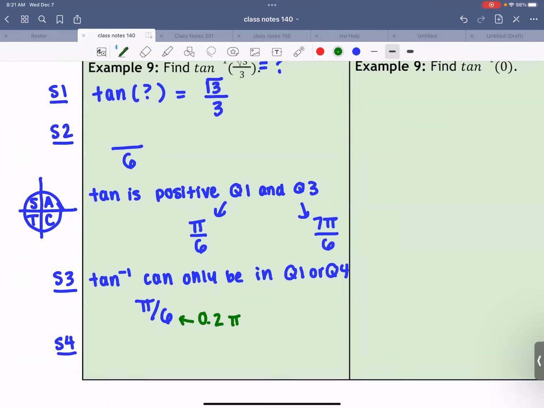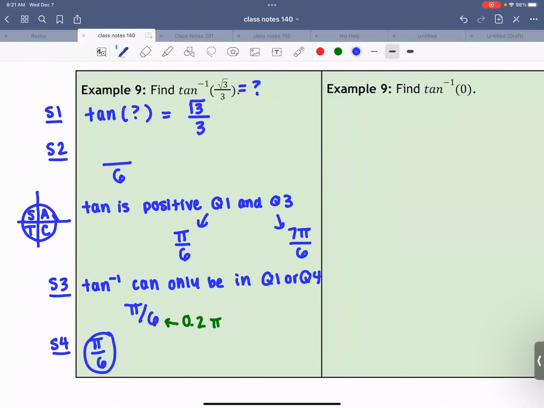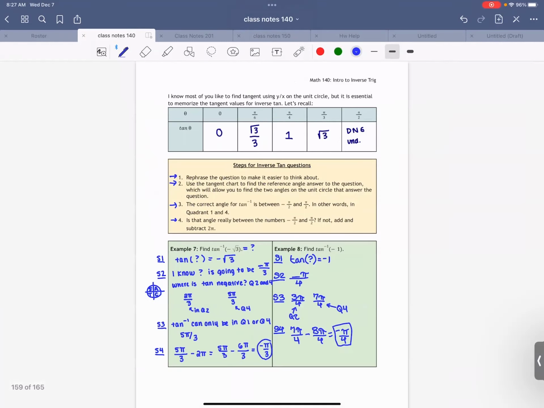That's definitely between negative 0.5 pi and positive 0.5 pi. So I actually don't have to do anything to pi over 6 to make it in between those two numbers. So my final answer really is pi over 6. And that's it. All right. Now I know some of you can do this in your head. That's totally fine. If you can do it in your head, just go ahead and do it in your head. But I like to write out all my steps to figure out, okay, what's my thought process here?